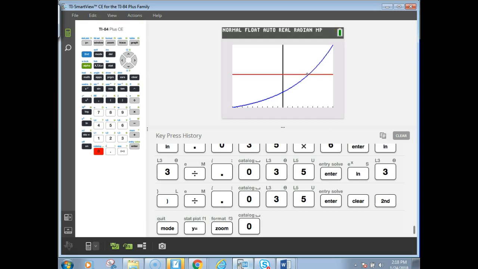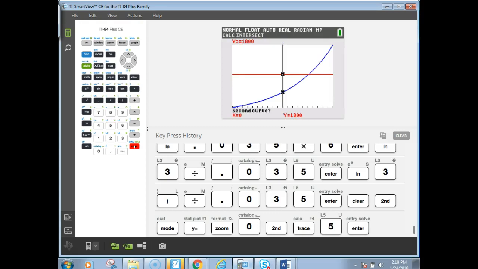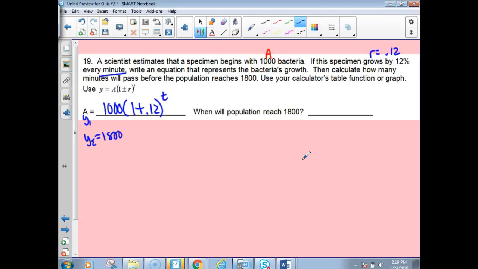And then it intersects here, so we're going to hit second trace, choice 5, enter, enter, enter. And I got 5.18, so about 5.2 minutes. Don't forget to label with the time units. It matters whether it's years or minutes or hours.